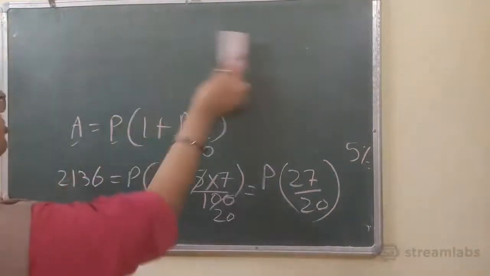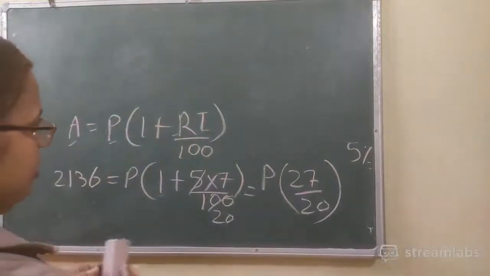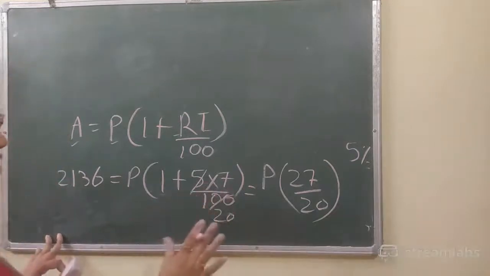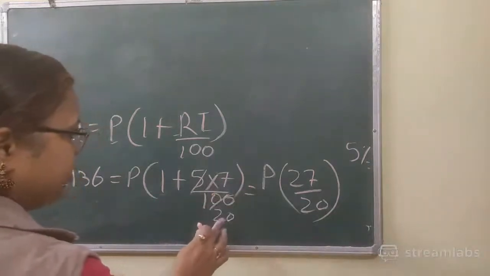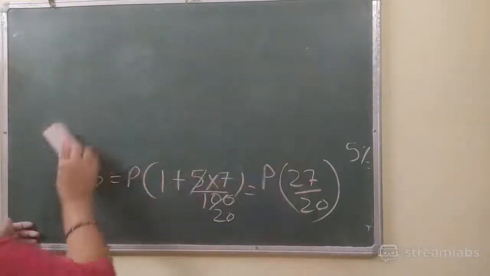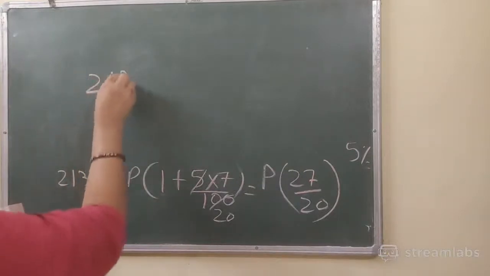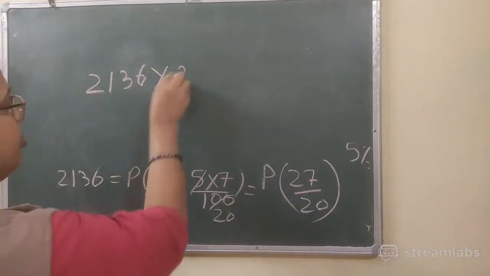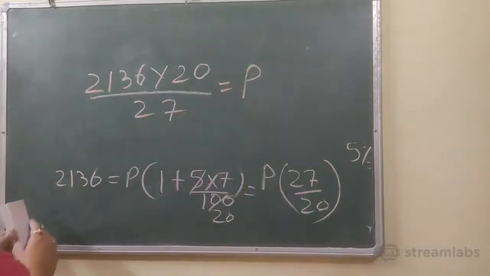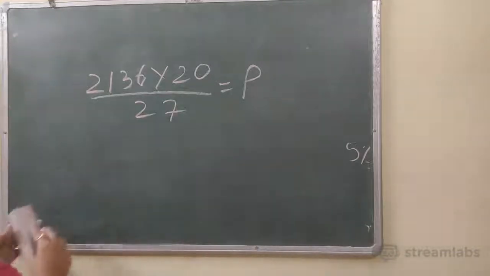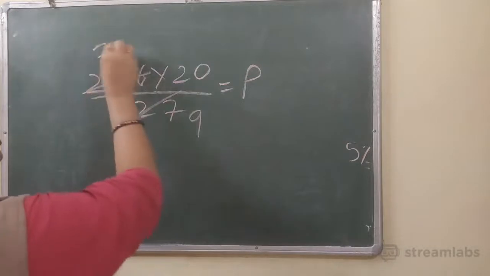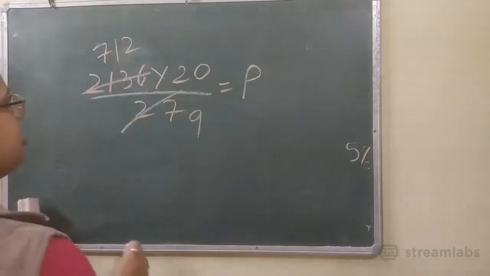Let's look at the calculation once again. Here we have done 5 2s are 10 and 0. Nothing is wrong here. So 1 plus 7 by 20, so 20 will be here, 20 plus 7, 27 by 20. This is correct. So finally we have 2136 into 20 by 27 is equal to the principal. Now this one we will cancel: 3 9s are 27, 3 7s are 21, 3 1s are 3, 3 2s are 6.